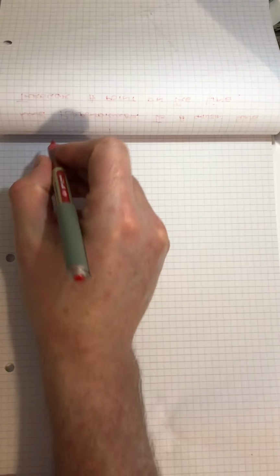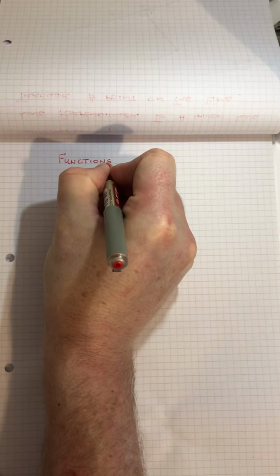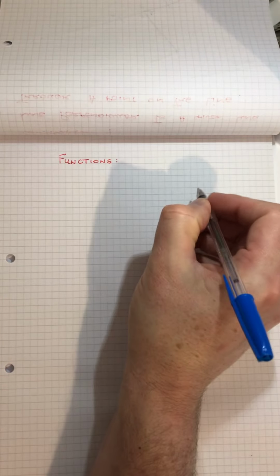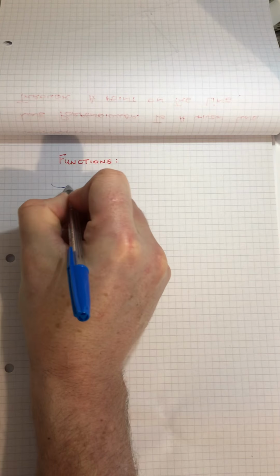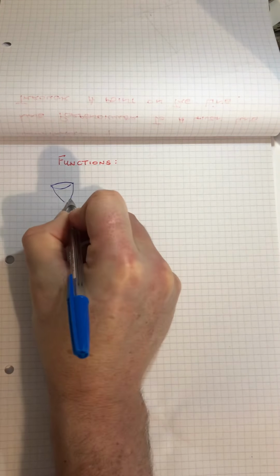So here's a little demonstration for you on the topic that we're doing at the minute. And the topic we're doing at the minute is called functions. Okay? Now, a function does something to a number. Okay? So just a little example here for you. So this is like a function machine.